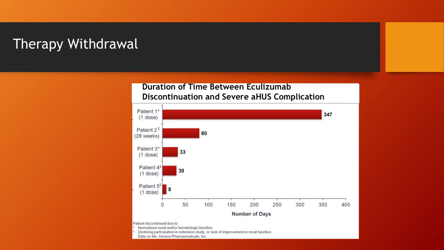So therapy withdrawal. So this is some older data about 4 years ago that they had five patients. And patient one came off and relapsed at about a year. Patient two came off, relapsed at 80 days. Patient three, a month. Patient four, a month. And this patient five didn't make it very far at all. And they had severe complications requiring dialysis and then were retreated.